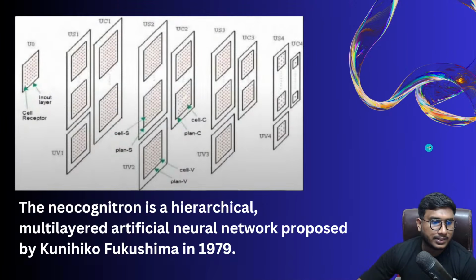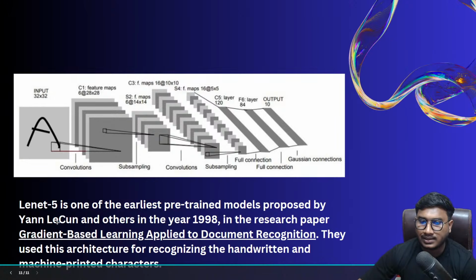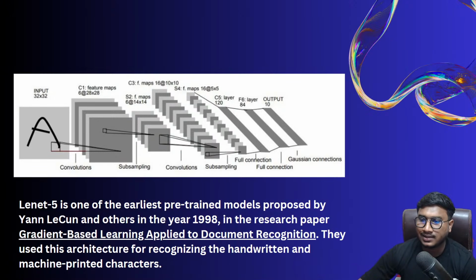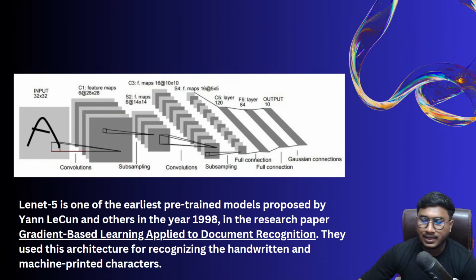Then later on, there was another researcher, I think you have already heard of his name, called Jan LeCun. Guys, do you know about Jan LeCun? Yes or no? Maybe currently he is working with Meta. So Jan LeCun was the first guy, guys. He proposed one architecture called LeNet-5. LeNet-5 is one of the earliest pre-trained models proposed by Jan LeCun and others in the year 1998.